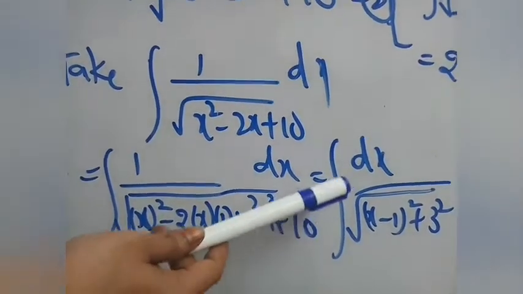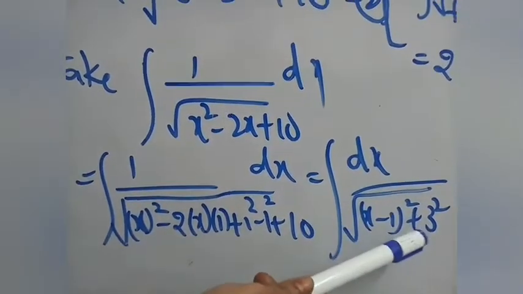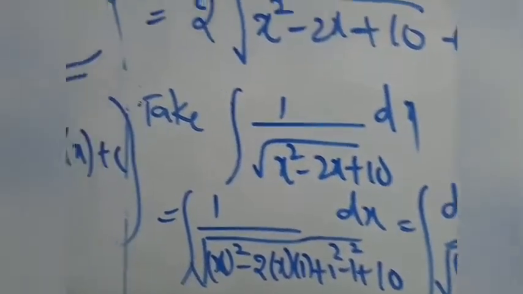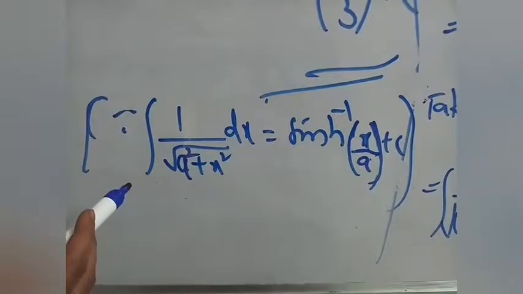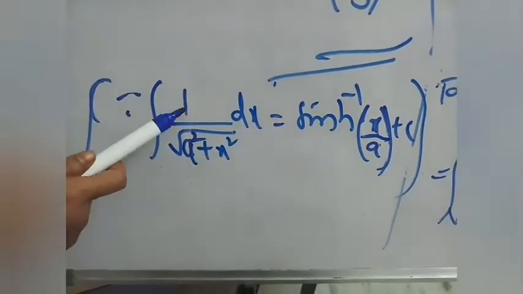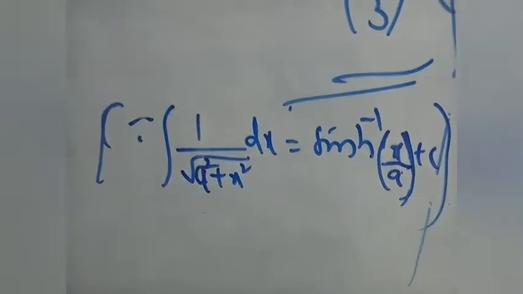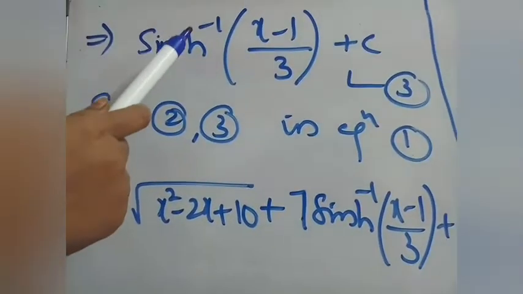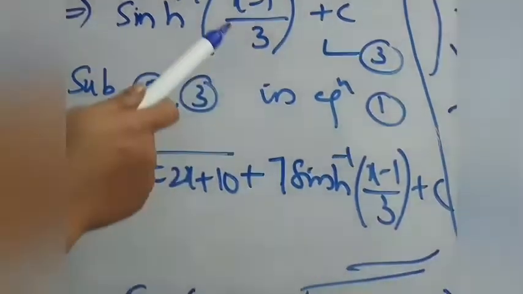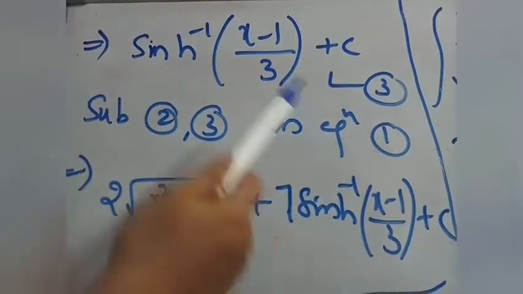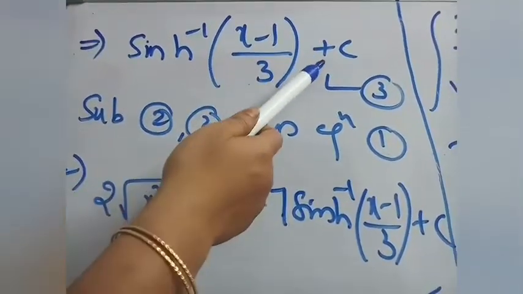Now see here, it is in the form of 1 by root of x square plus a square. So for this, what is the formula? 1 by root of a square plus x square is sinh inverse of x by a. So here we can write it as sinh inverse. Instead of x, x minus 1 is there, and instead of a, 3 is there. So you can substitute here, plus c.